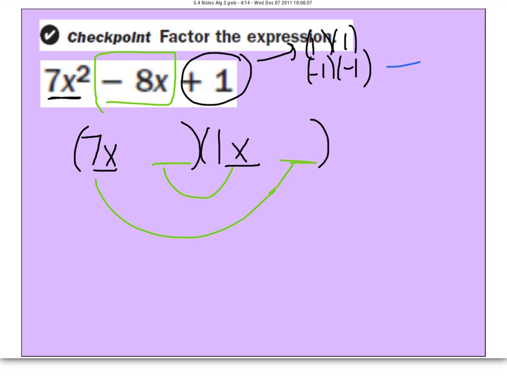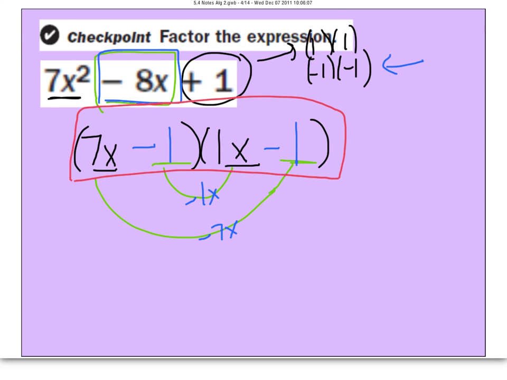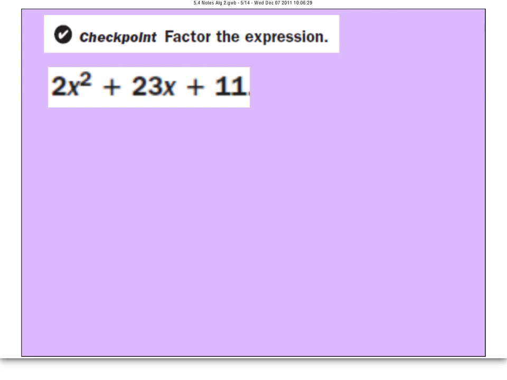So my eyes are kind of going to the set of maybe negative 1 and negative 1. So I'll do negative 1, and I'll test it out. Negative 1 and 1x is negative 1x. 7x and negative 1 is negative 7x. Lo and behold, you add those together, we get negative 8x. So we just found our final answer for this. There it is. Now practice makes perfect on factoring, so we're going to continue to look at some more.